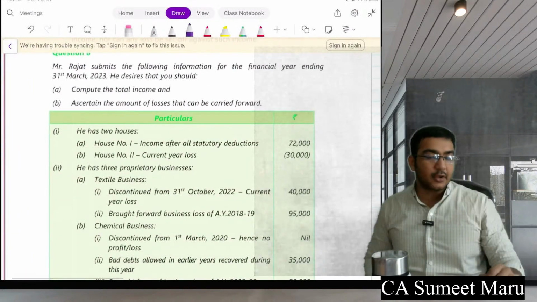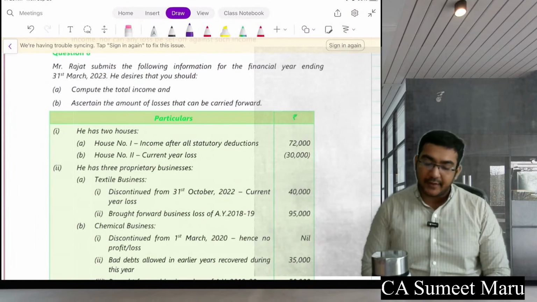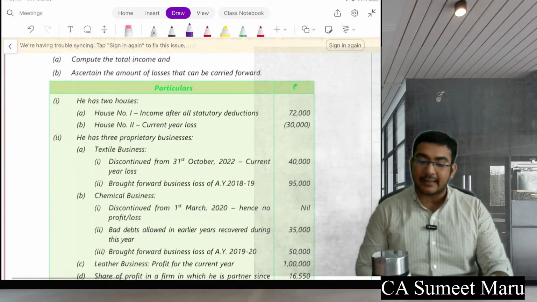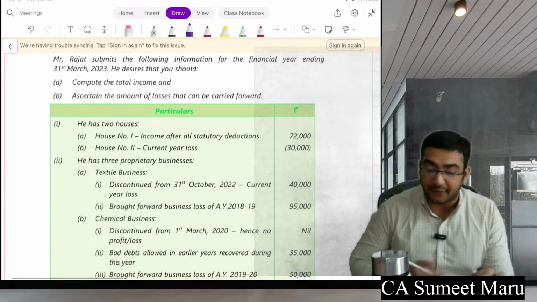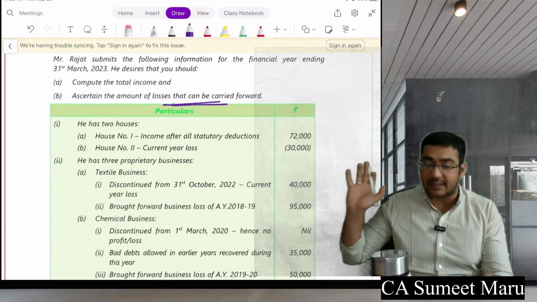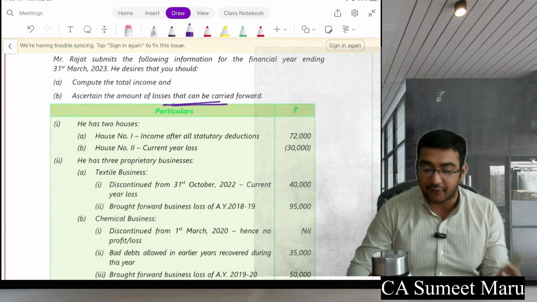Okay, I'm reading the question for you. Mr. Rajat submits the following information for the financial year ending 31st March. He desires that you should compute the total income and the amount of losses that can be carried forward. See, it's separately asked, so please maintain a separate working note. We will give a separate answer which will state all the losses carried forward.